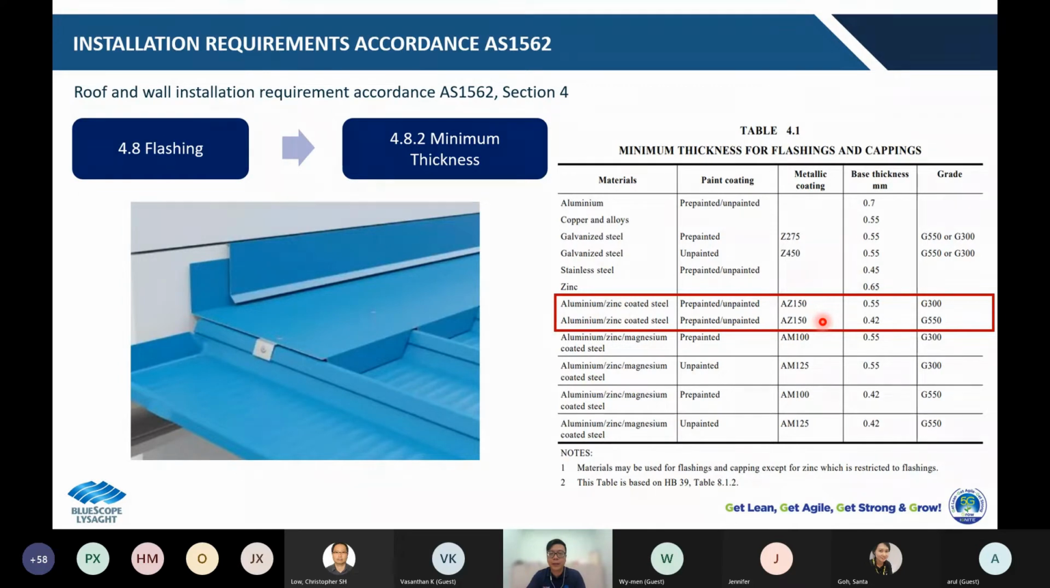As such, you should not use any flashing material lower than the spec if AS 1562 is adopted in the project. Just to highlight to the audience, for those who don't understand what is flashing and capping, this diagram is showing that whenever the flashing sheet seals up the edge, we call it flashing or capping.